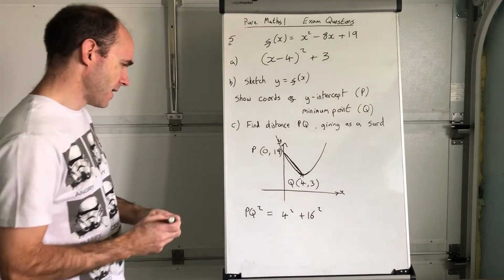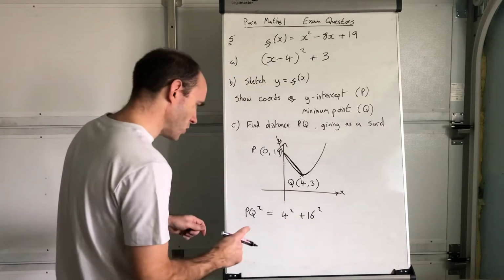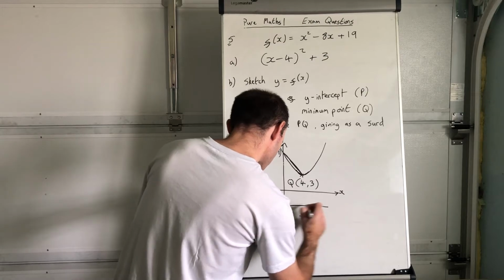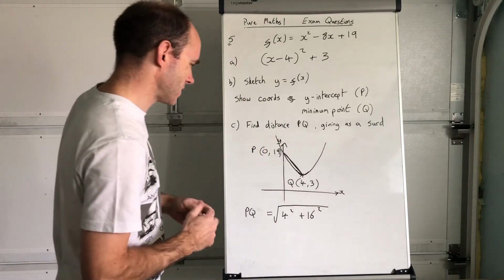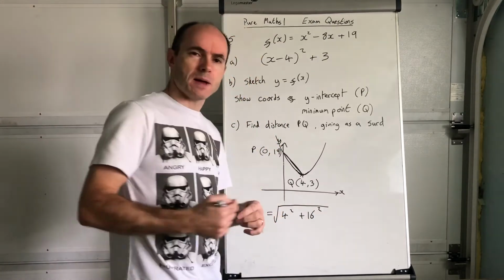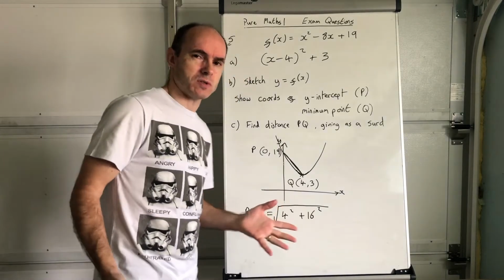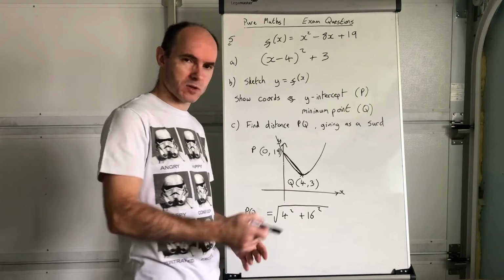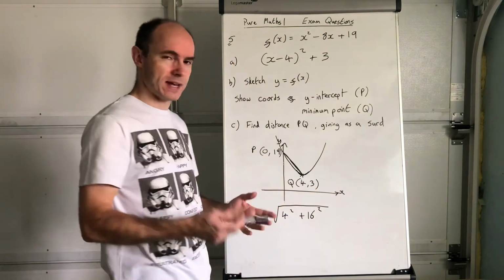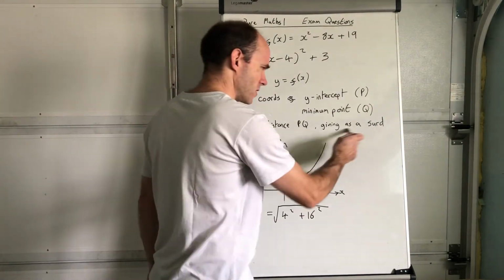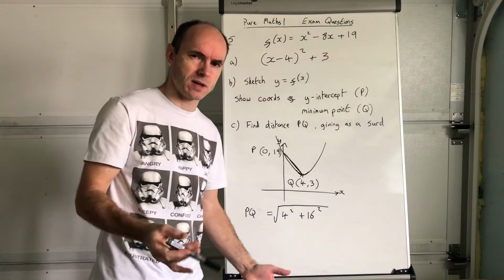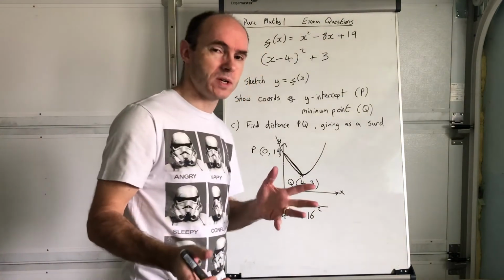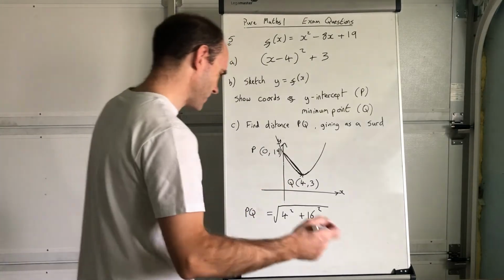And then PQ is just going to be the square root of that, so I'll write it down like this: square root of 4 squared plus 16 squared. Back in the day, students had to do this question without a calculator. Obviously you can just pick up your calculator and it will give you a simplified surd. It kind of takes the fun out of things, so I'm going to show you how to do it without a calculator.